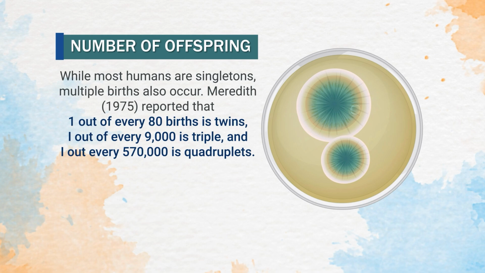For example, Meredith in the year 1975 reported that 1 out of every 80 births is twins, 1 out of every 9,000 is triplet, and 1 out of every 570,000 is quadruplets. So it's a very rare chance, but then you do tend to have twins, triplets and quadruplets.